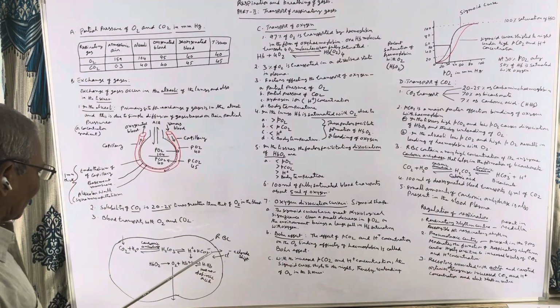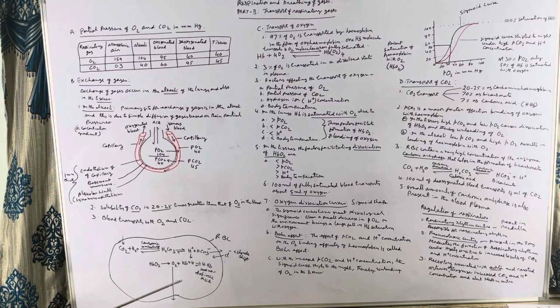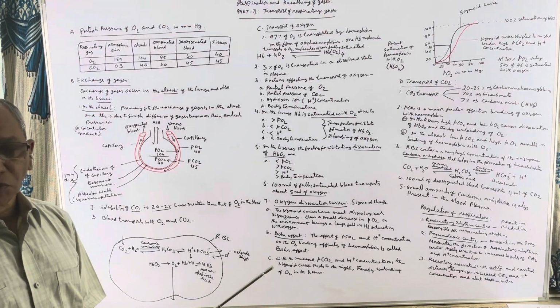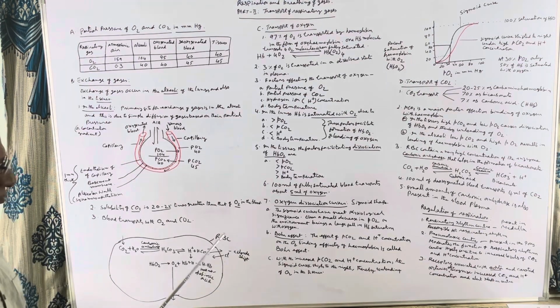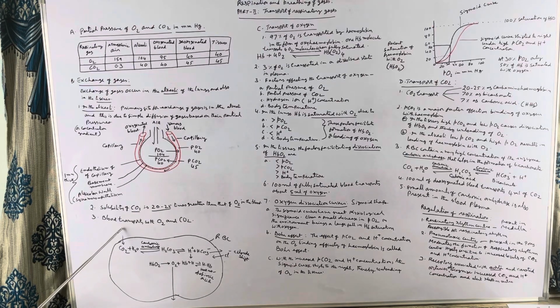I have drawn an RBC here. This is carbon dioxide. Carbon dioxide is highly soluble in water, I have already told you. So the carbon dioxide formed in the tissues enters the RBC. In the RBC there is water. This carbon dioxide dissolves in the water in the presence of one enzyme known as carbonic anhydrase.